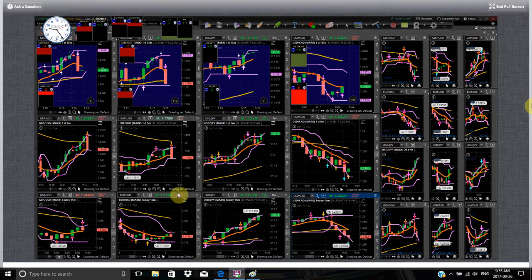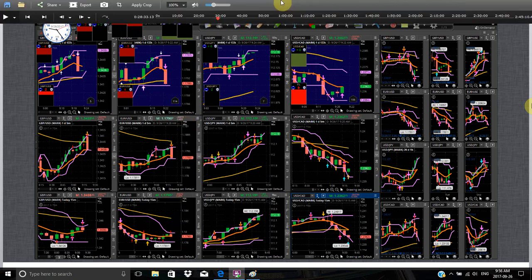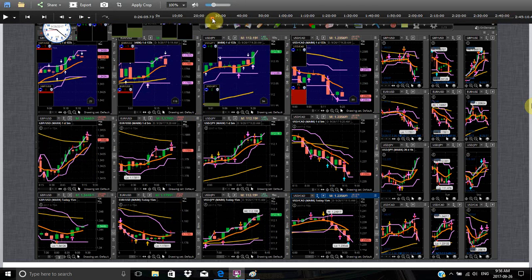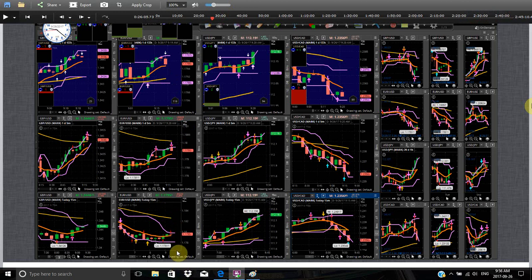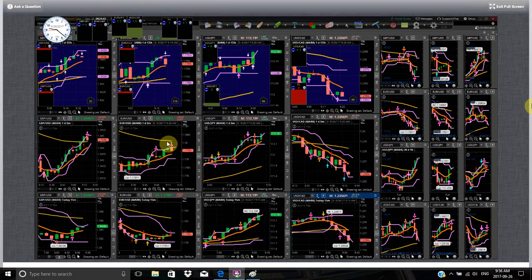Now why did this go down? Let's go over it again. The bias has changed. We have a down arrow, giving us permission to trade down and up. Resistance, resistance, resistance, resistance, resistance. Supports over here, supports over here, supports over here. This will break, and supports over here.